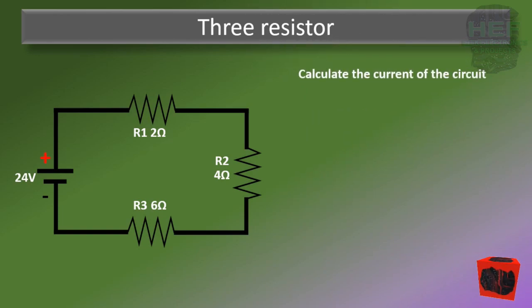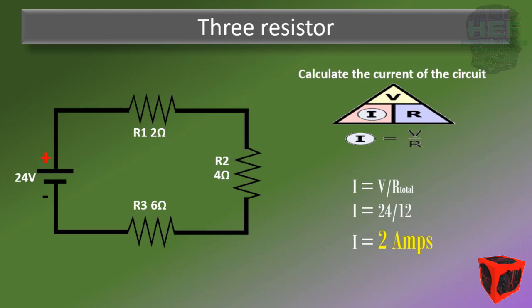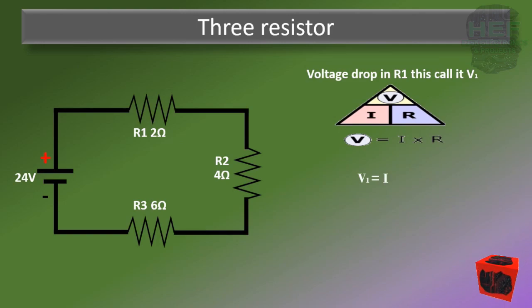Step 2 is to calculate the current in a circuit. Because there's only one path for the current to flow, all 3 of these resistors are in series. The current is going to be the voltage of the battery divided by the total resistance of all the resistors in series. So the voltage is 24 volts, the total resistance is 12 ohms. 24 divided by 12. That's going to give us a current of 2 amps. So now that we have the current in a circuit, we can now calculate the voltage drop across each resistor.